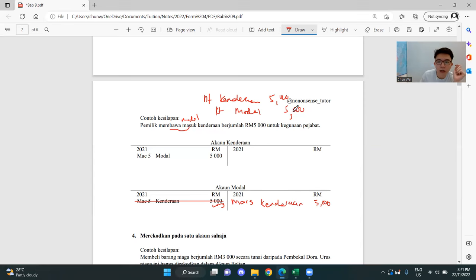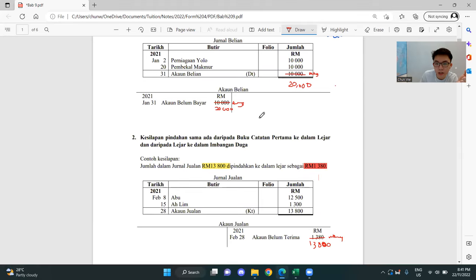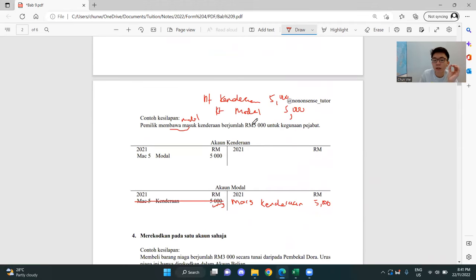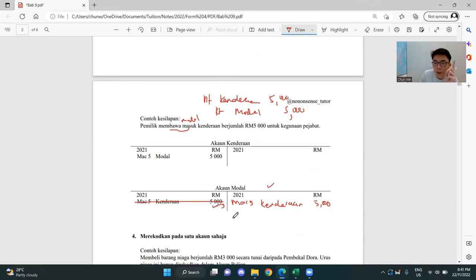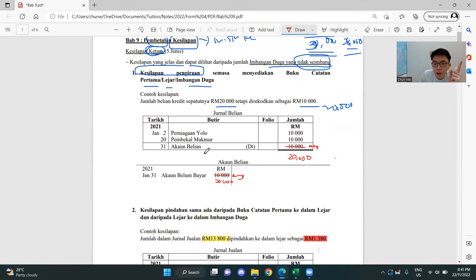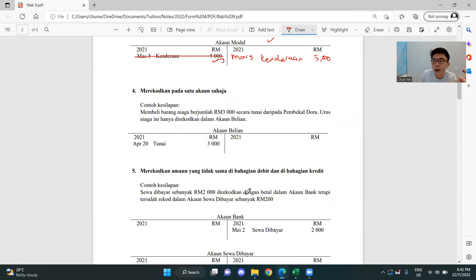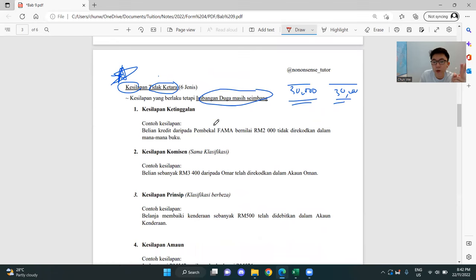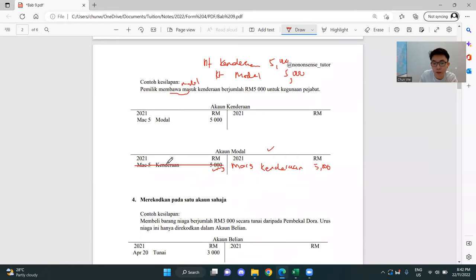So you can see that all the errors that we saw just now, all the kesilapan that kita nampak tadi, is when we buat pembetulan, we only buat for one side or one account. You see, like here, we only make changes on account modal. Okay, only one account. And then in here, we only make changes on account jalan, also one account. Here, we make changes on account berlian, also satu account saja. Okay, later, when we are doing kesilapan tidak ketara, you will see that we are actually making the pembetulan on two accounts. There's a difference. This is just one account, one side only. That's why you can do something like this, just potong.